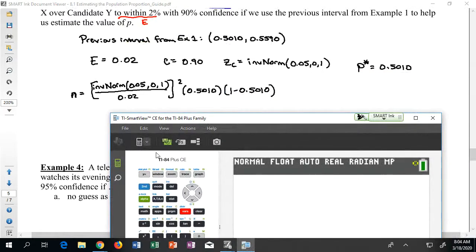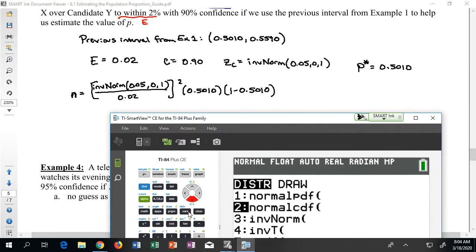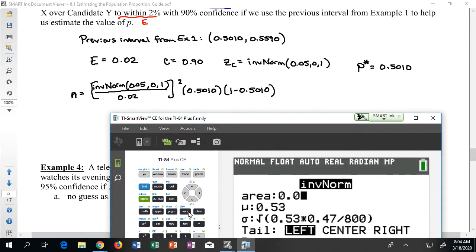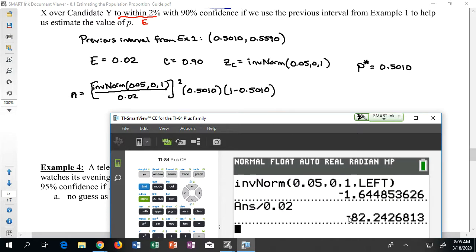Okay, so let's see. I like to start with my inverse normal calculation. 0.05, 1. And I like to do all this in the calculator slowly, step by step. You can try to type it all in at once, but then you got to be really careful with parentheses and a whole bunch of other things. I like to just think about doing this one operation at a time. So I have the top of the fraction right now, and now I want to just divide that by 0.02. I hit enter, and this is where I'm at so far.